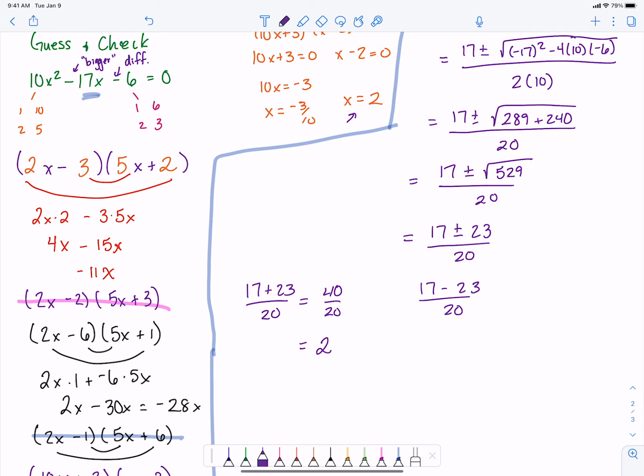Oh, there's our first solution. And then 17 minus 23, that gives us negative 6 over 20. Well, that is negative 2 times 3 and 2 times 10. So that negative on the top doesn't cancel with the top and the bottom, but the 2's do. And we get negative 3/10, which is our other solution.